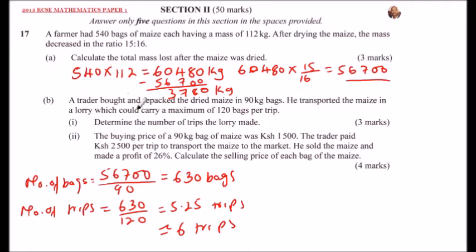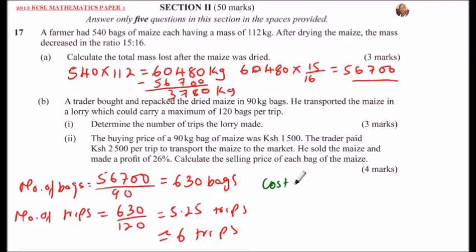So we go to part B, Roman number 2. The buying price of a 90 kg bag of maize was 1,500 Kenyan shillings. The trader paid 2,500 per trip to transport the maize to the market. He sold the maize and made a profit of 26%. Calculate the selling price of each bag. We can say cost is equal to the trader has 630 bags, each bag costing 1,500, plus he paid for 6 trips, each trip 2,500. That will be the amount you would spend.